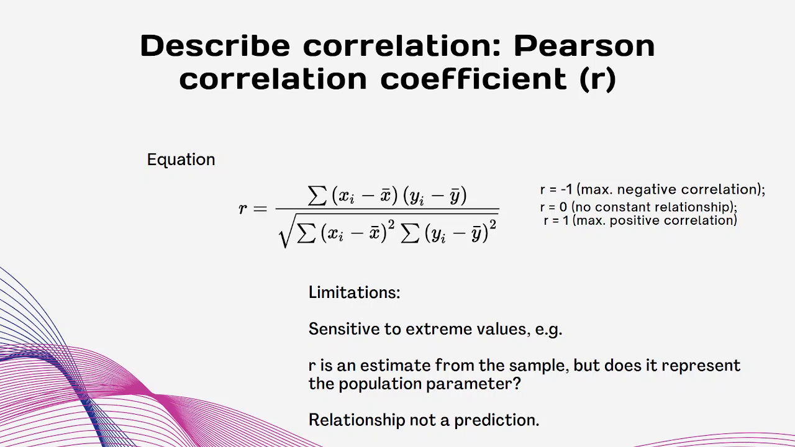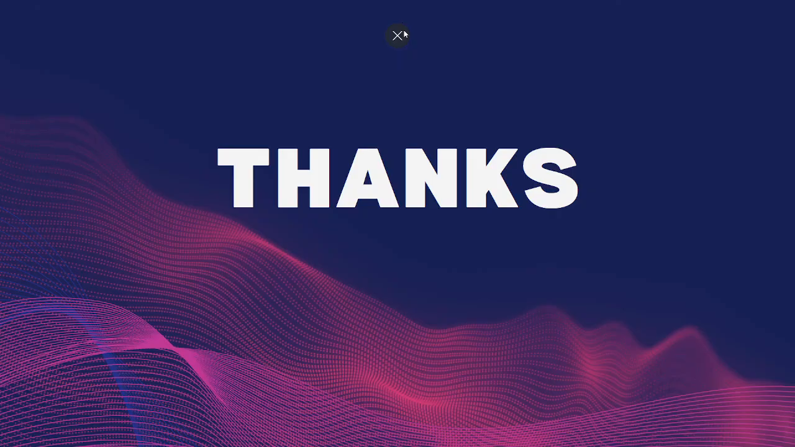Limitations of the Pearson correlation coefficient: it is sensitive to extreme values. If we are given any extreme value, it would be sensitive. Also, r is an estimate from the sample, but it does not represent the population parameter. It represents relationships, not predictions.